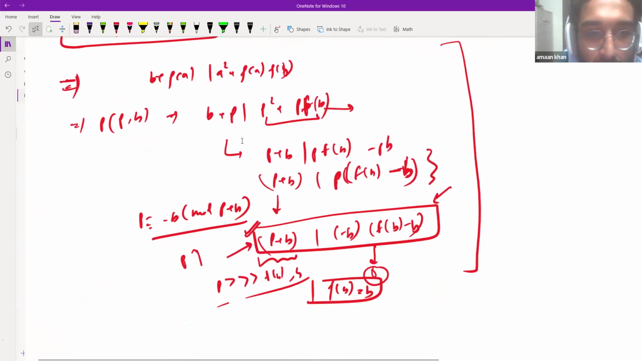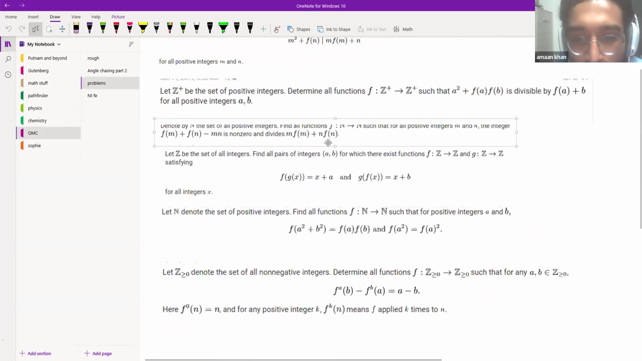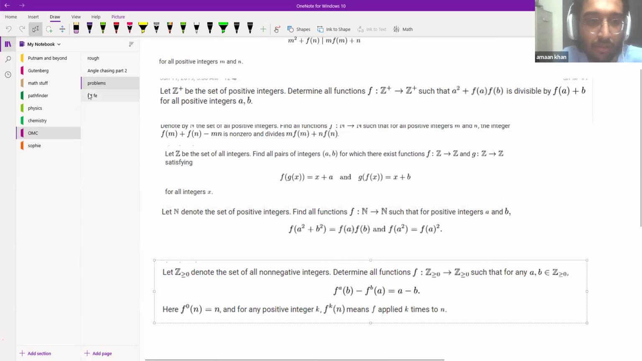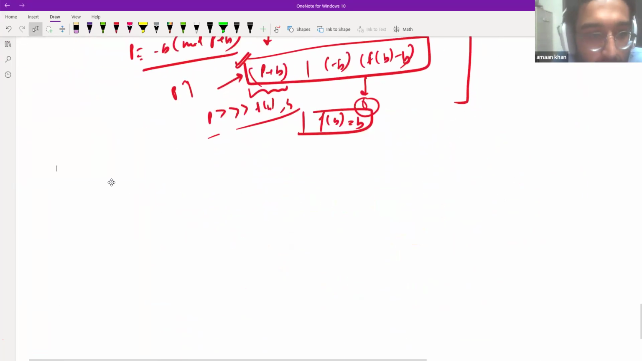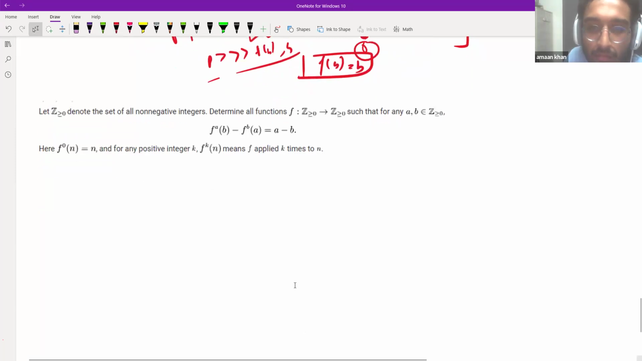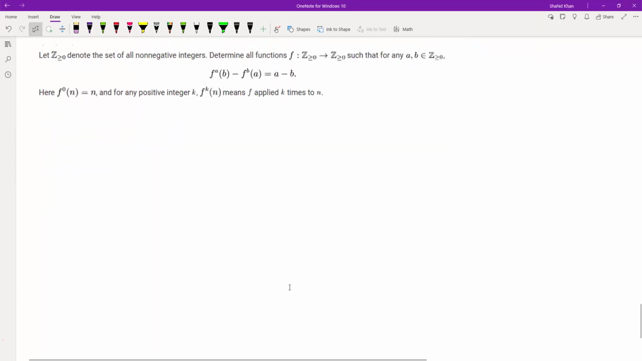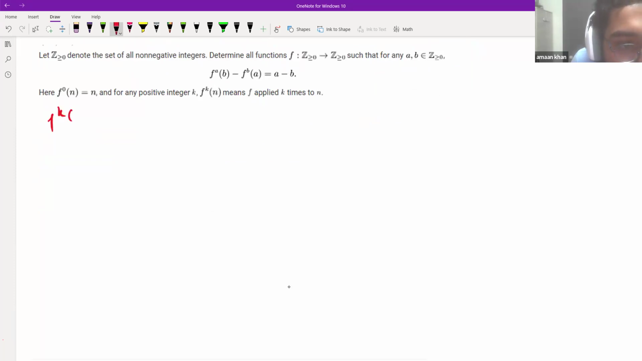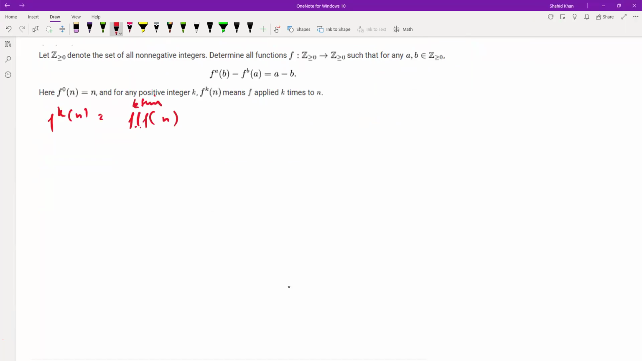So I think we can do now. Let's try something different. This is actually not an NTFE as such, but I like this. Here a is just a power, na? Like f of b. Okay, yeah. So f^k of n means f applied k times. Oh no, that is written here.